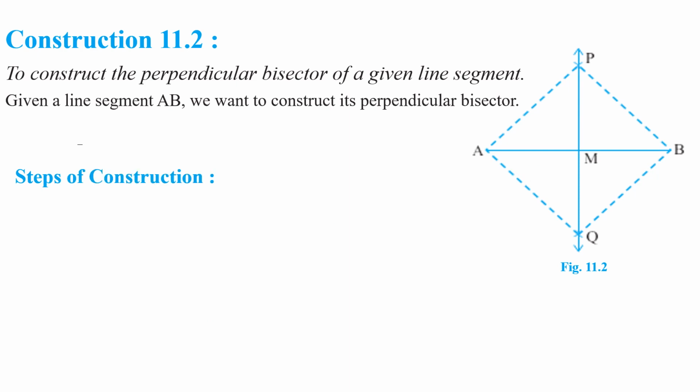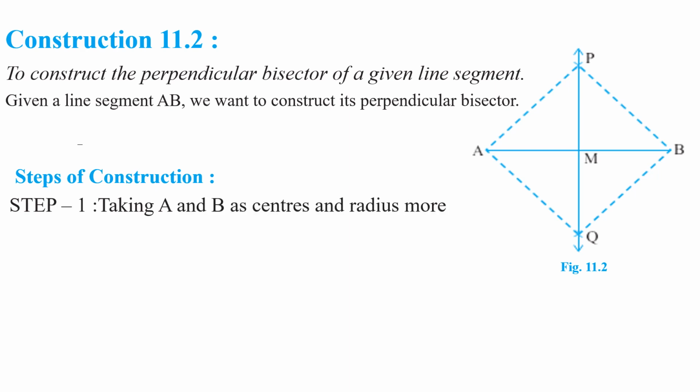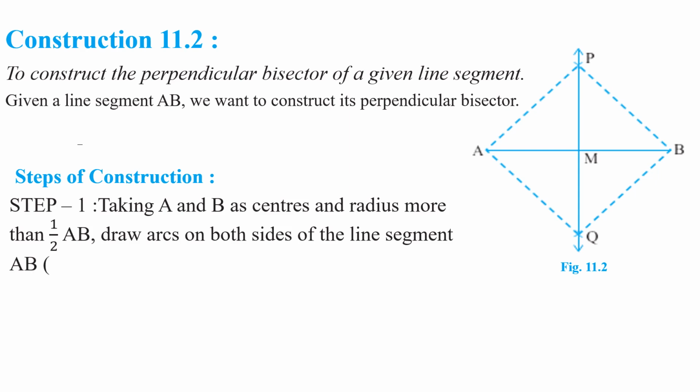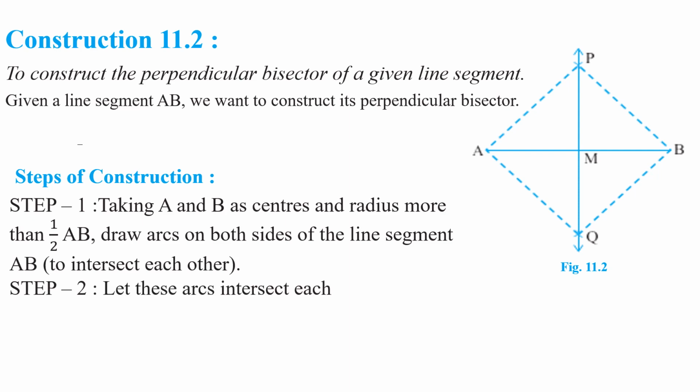Now let us write the steps of construction. Step 1. Taking A and B as centers, and radius more than half of AB, draw arcs on both sides of the line segment AB to intersect each other. Step 2. Let these arcs intersect each other at points P and Q. Join PQ.